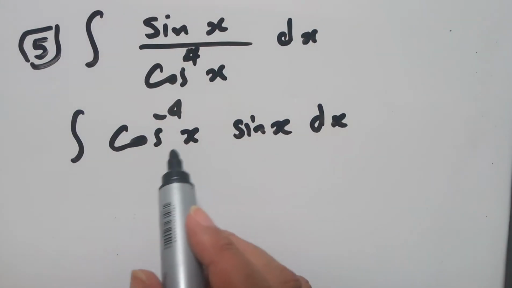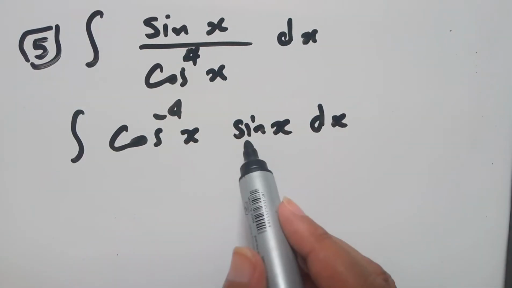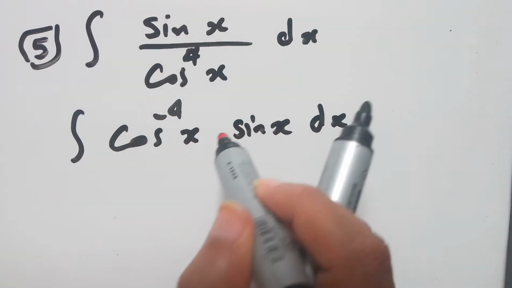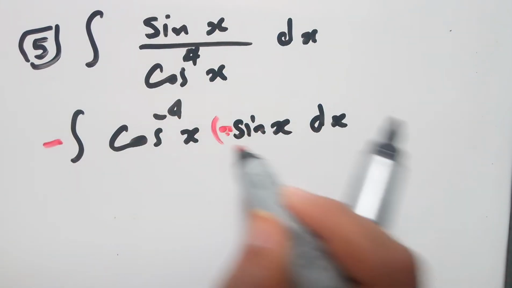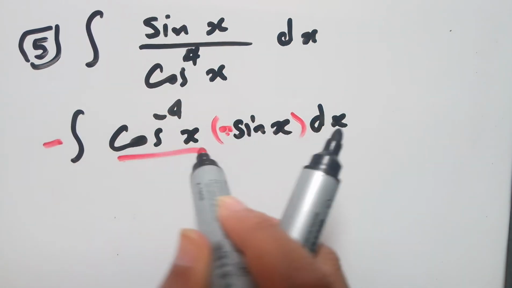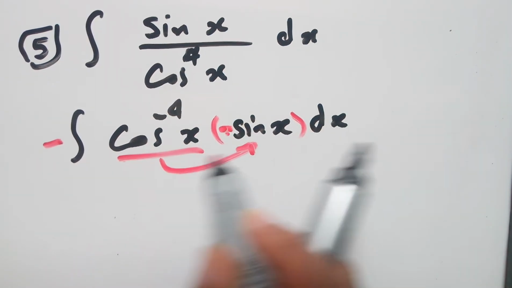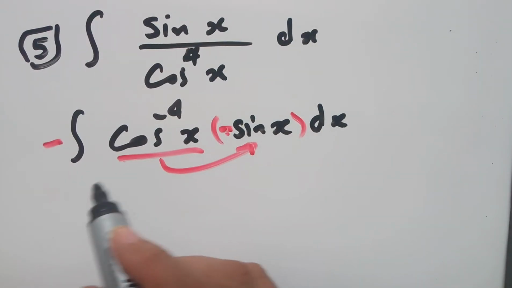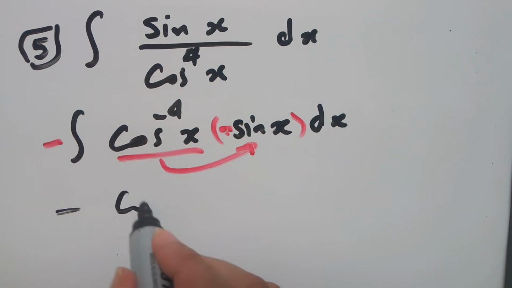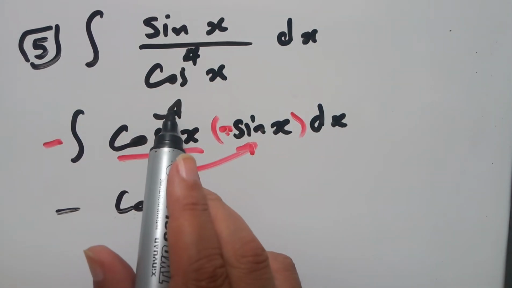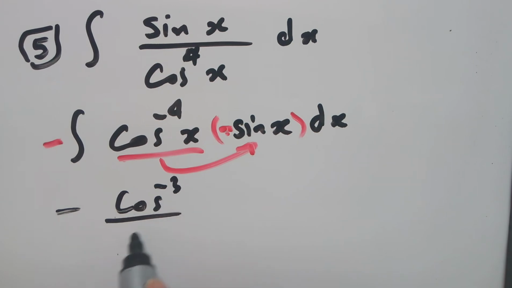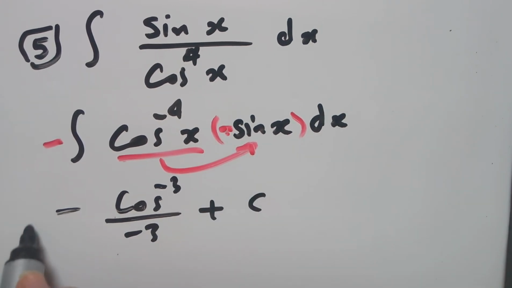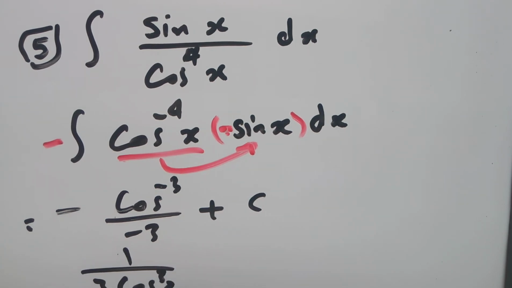Now cosine x, what is the derivative for cosine? It is negative sine. Then if you multiply here by negative and out by negative, now this function is the derivative for the inner function cosine. The derivative for cosine is negative sine. Then apply the power rule. Then it will be negative cosine power negative 4, add 1 to it. It will be negative 3 divided by negative 3, the new power, plus c. Then negative by negative will be positive: 1 over 3 cosine power 3 x plus c.